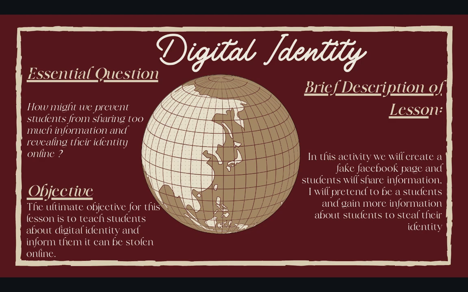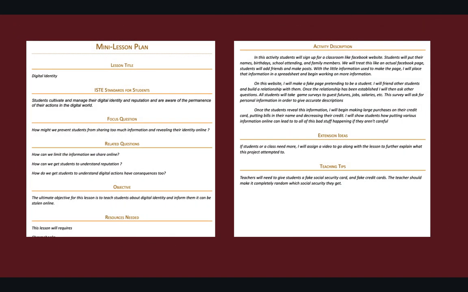So the ultimate objective for this lesson is to teach students about digital identity and inform them that it can be stolen online. In a brief description of this lesson, in this activity, we will create a fake Facebook class page and students will share information. So I will pretend to be different students and gain more information about students to steal their identity.